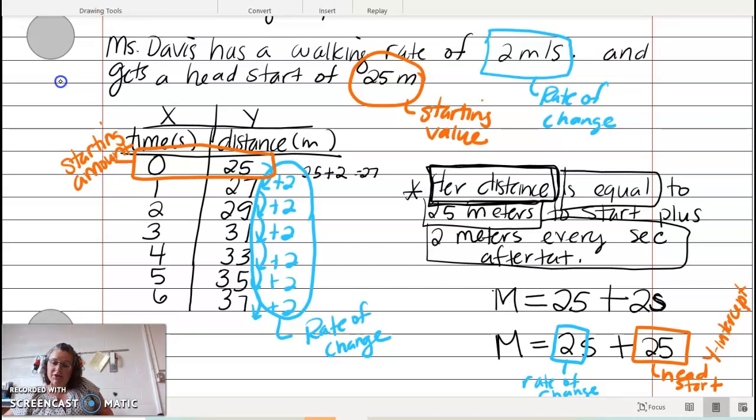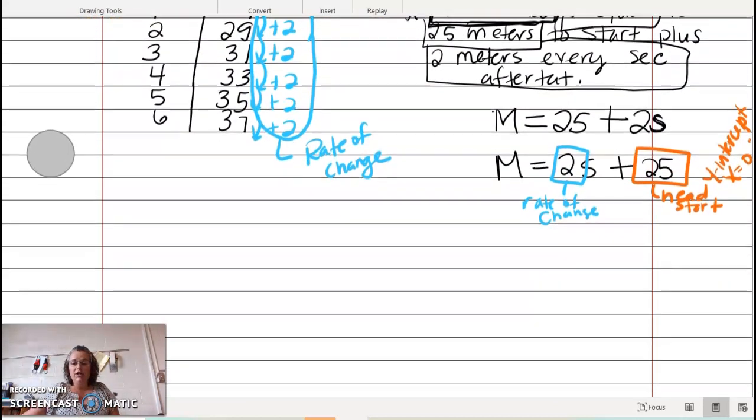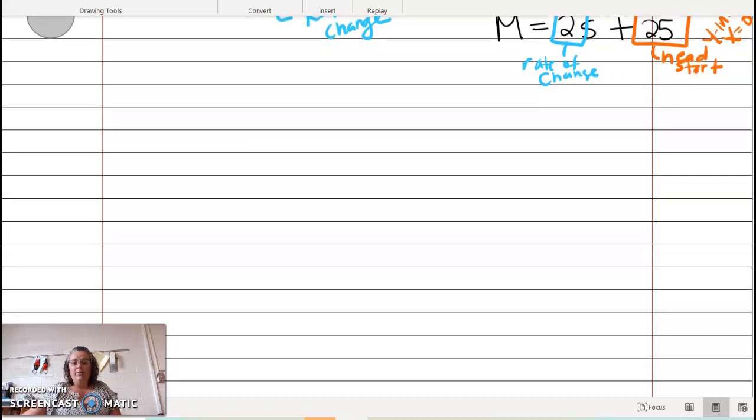And one of your questions on your warm-up from the previous video was, where does the graph cross the y-axis? Well, it crosses right here at 25 for Mrs. Davis. It's when x is 0 in your table. Okay, we're going to take a few minutes and define rate of change, coefficient, y-intercepts here.